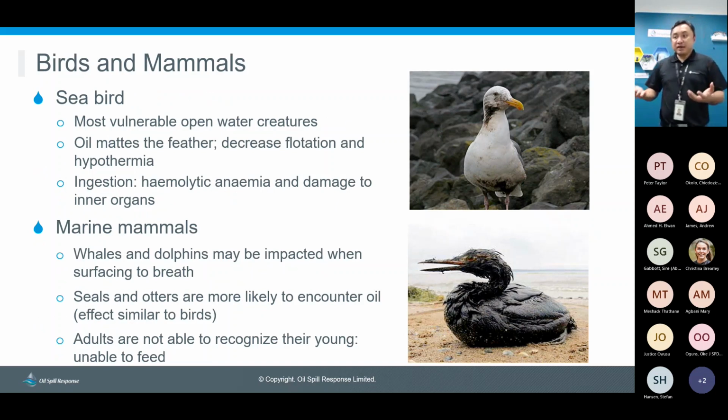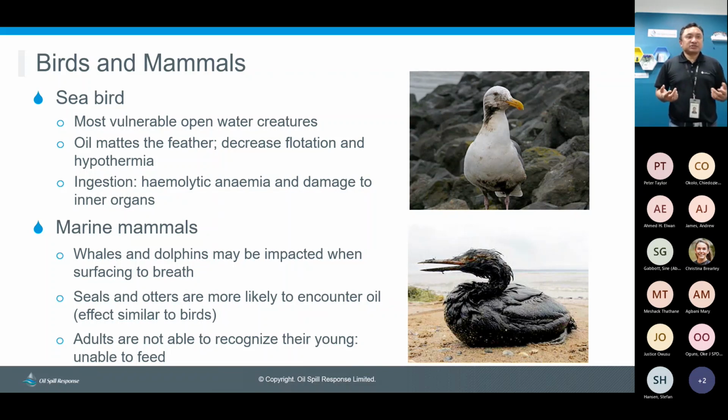As I mentioned, birds and mammals could also be affected. Seabirds are most vulnerable in open water. Normally what happens is they could be smothered or coated with oil. Once they are coated with oil, this could be fatal because they could die from hypothermia. Or if they do ingest some of the oil, this could lead to hemolytic anemia, and of course this could damage their inner organs.